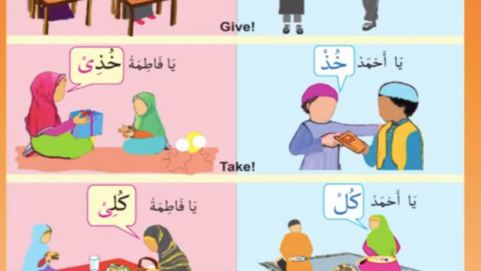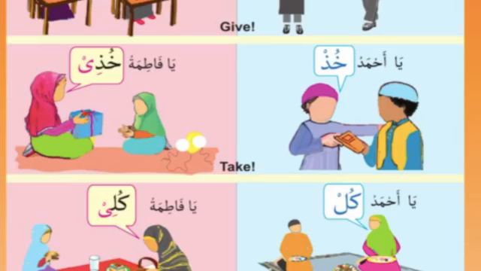And take. When you want to command a boy or a male or a man to take, you say khuz. So in the picture, there are two boys, two friends. One is commanding another one, whose name is Ahmad, to take, and he says, Ya Ahmadu, O Ahmad, khuz. Khuz, take. O Ahmad, take. Ya Ahmadu, khuz. Khuz, take.